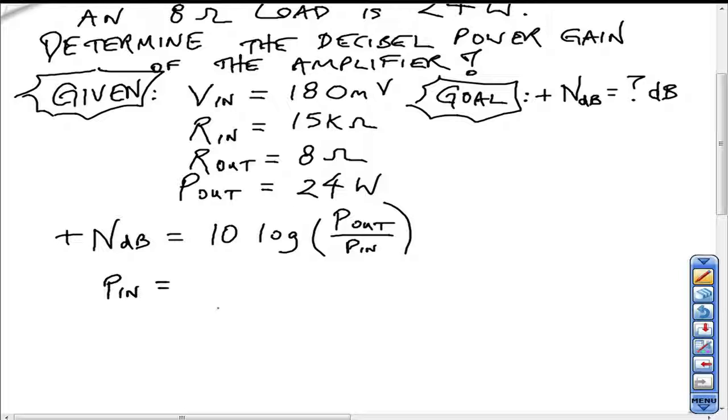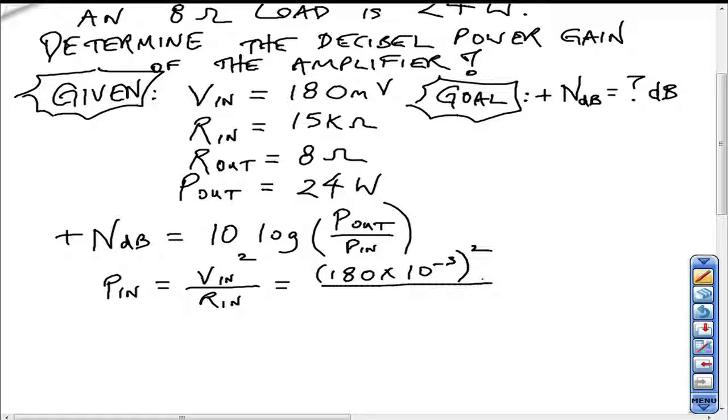All right, so input power, what's the formula? Well, if I know voltage and I know resistance, there's a relationship, right? Vn squared divided by Rn. Bam, let's do a little plug and check here. So I have 180 times 10 to the negative 3. Square that, divide it by Rn.